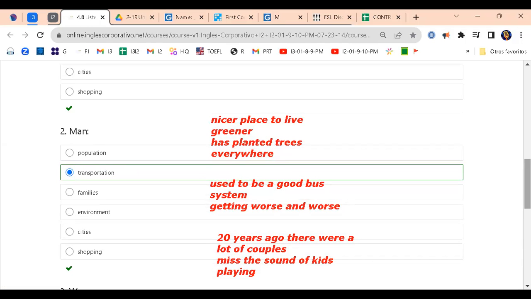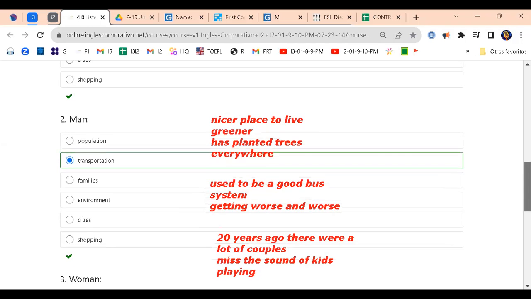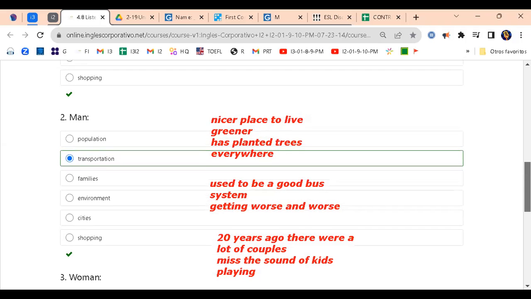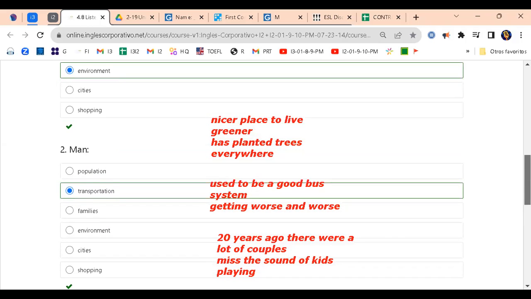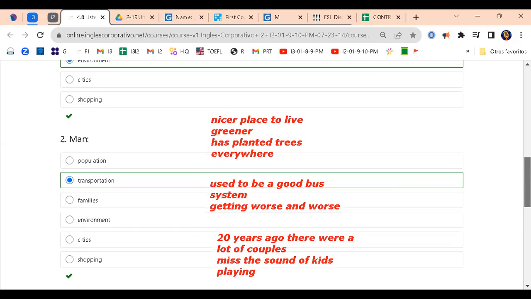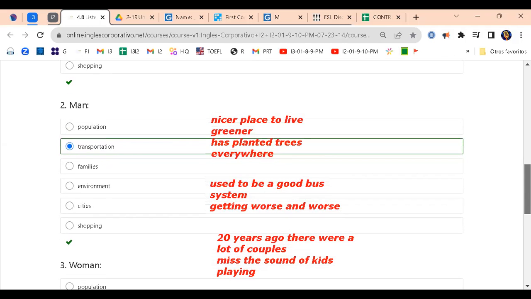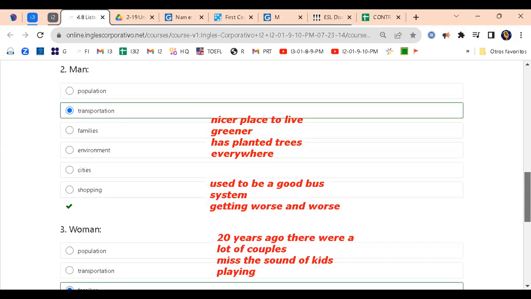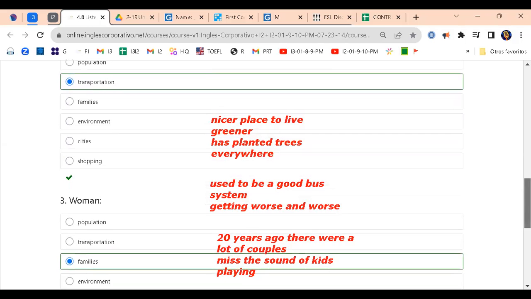Because, well, in the past there used to be a good bus system, but now, not anymore, right? Because they don't think it's a necessity, so it's getting worse and worse. So it's like when you travel to a far place and there's no bus, right? There are some places here in El Salvador with a bad bus system.